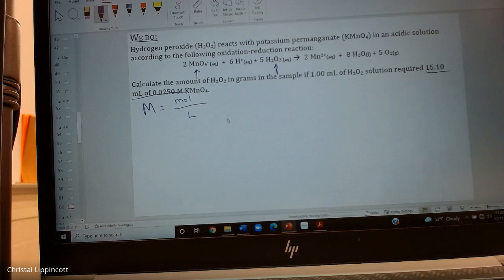Sig figs, I would use 3. 3 here. Where's my pen? Where did my pen go? Right, but this is 3 sig figs and this is 3 sig figs. So because of that, that's going to limit you to 3 sig figs, even though that's 4.